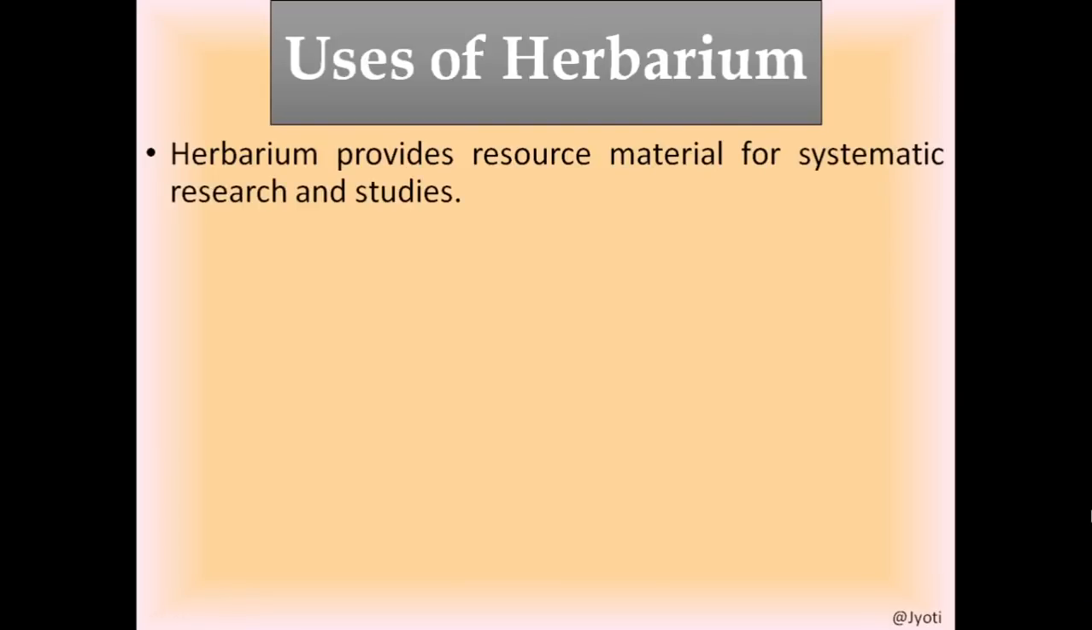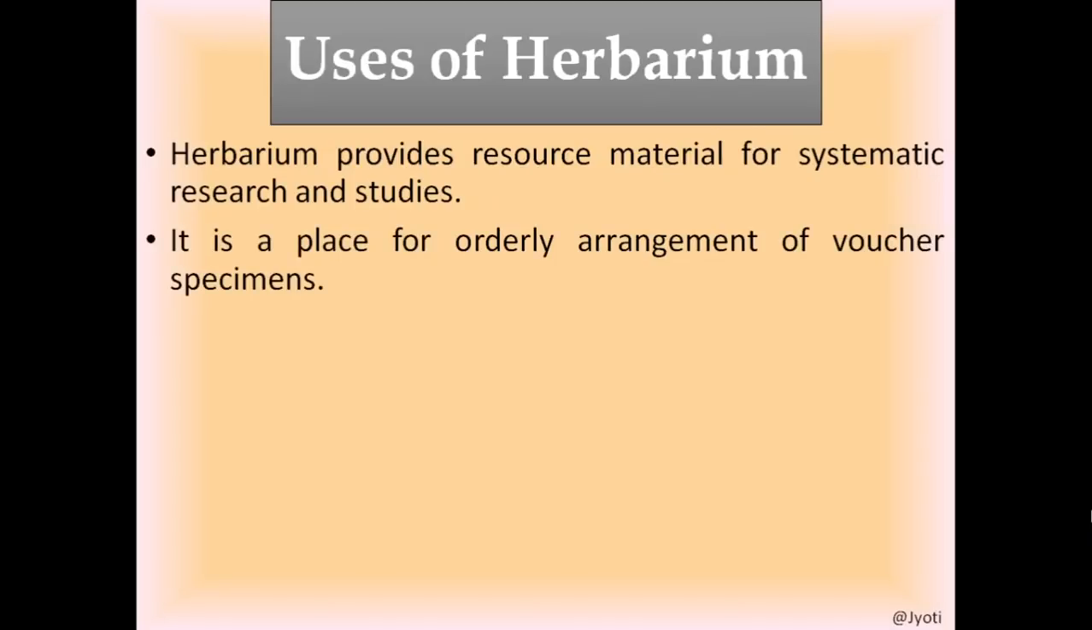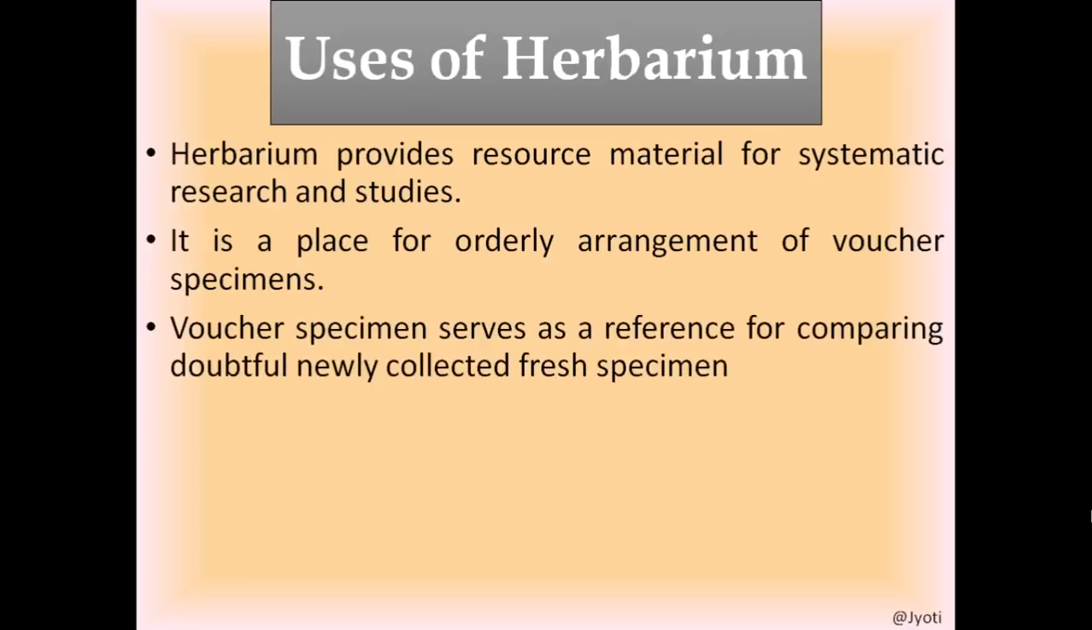So what are the uses of herbarium? Herbarium provides resource materials for systematic research and studies. Because systematically we have arranged the specimens, that's why it is very helpful for systematic research and studies. And it is a place for orderly arrangement of voucher specimens. So let me tell you what is voucher specimen. Voucher specimens are the sample specimens which serve as a reference for comparing doubtful newly collected fresh specimens.